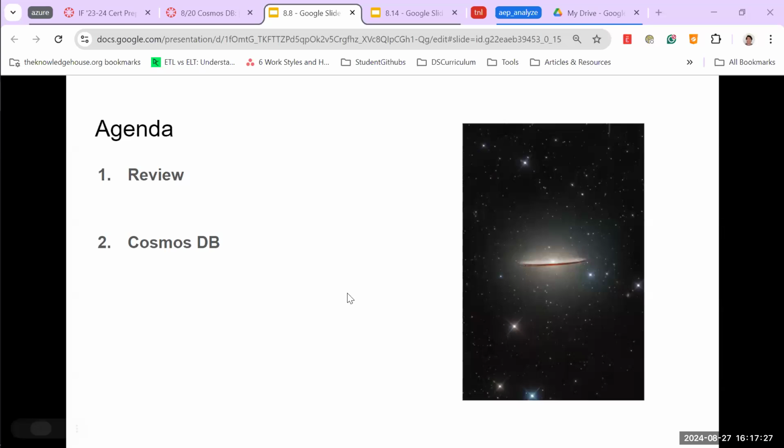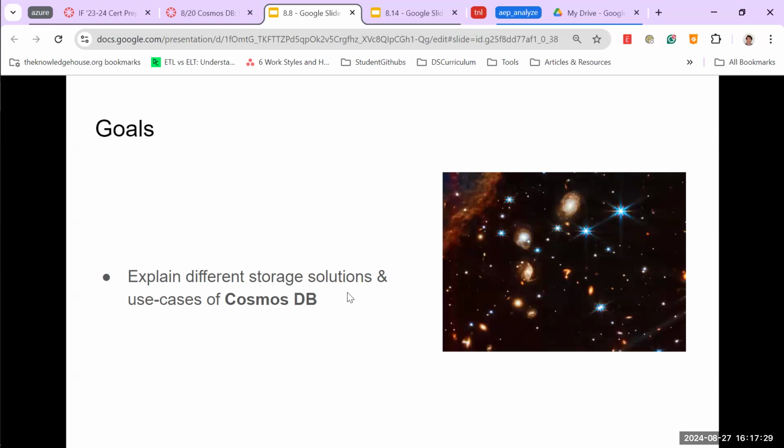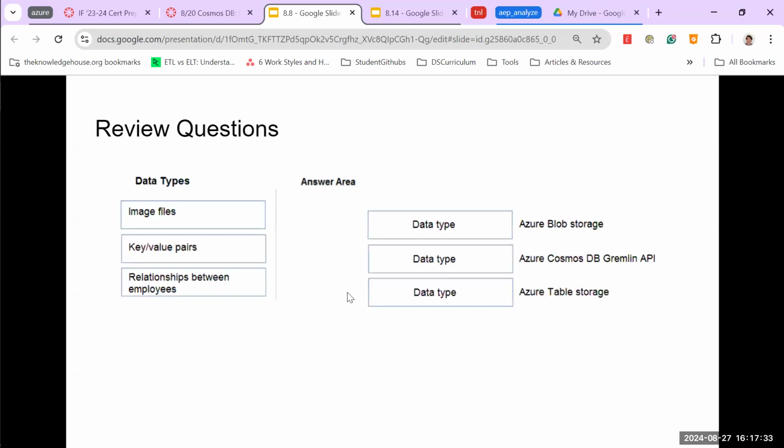So, yep, like I said, today is going to be a review of the Cosmos database on Azure. But before we get into that, let's actually go over some review. So I don't expect you to be able to answer every single one of these questions, but these are actual DP-900 questions, so these are great practice for you to use.